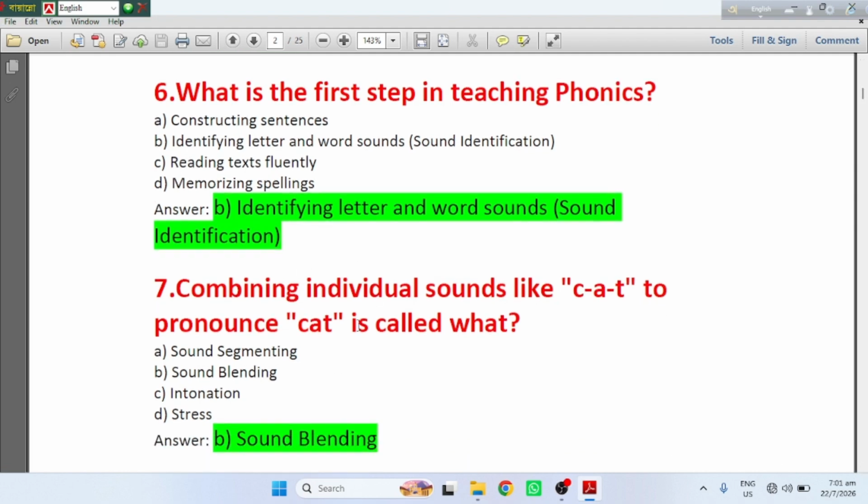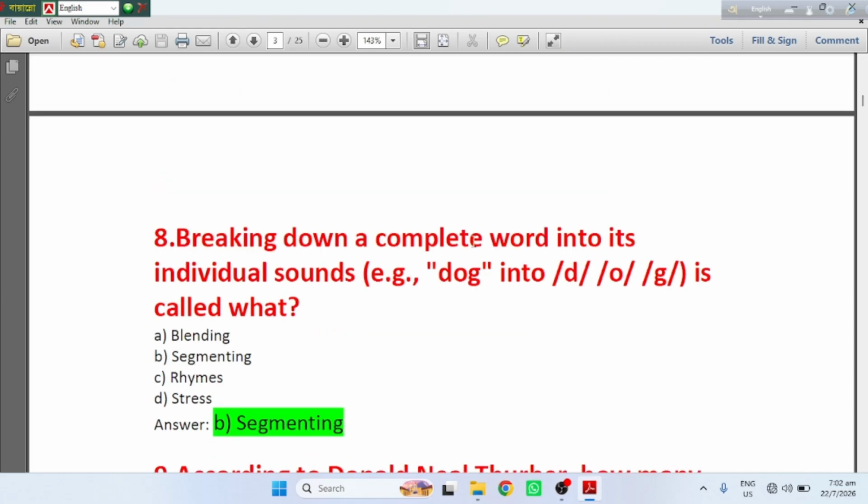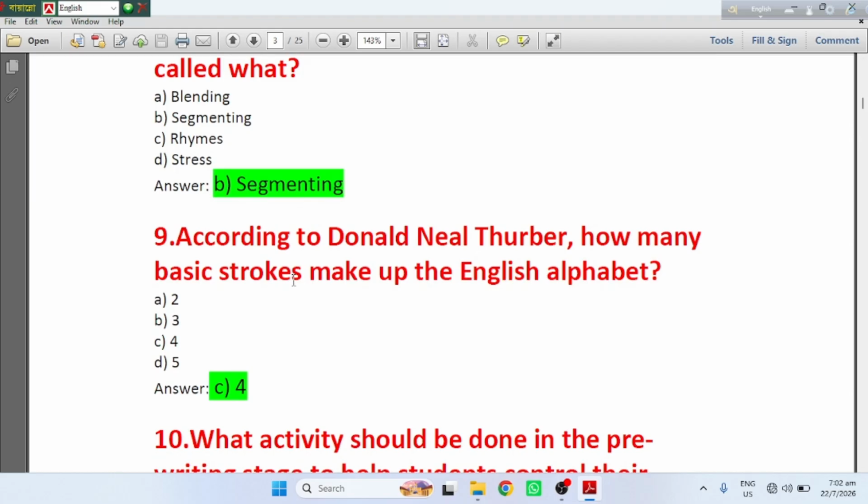7. Combining individual sounds like C-A-T to pronounce cat is called what? Sound blending. 8. Breaking down a complete word into its individual sounds, example, dog into D-O-G, is called what? Segmenting. 9. According to Donald Neil Thurber, how many basic strokes make up the English alphabet?